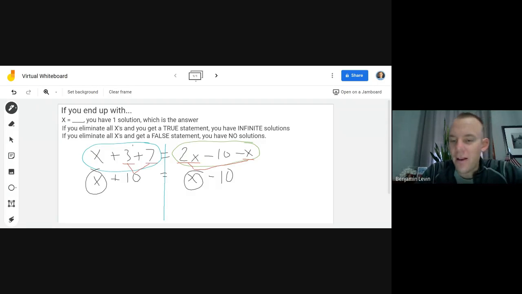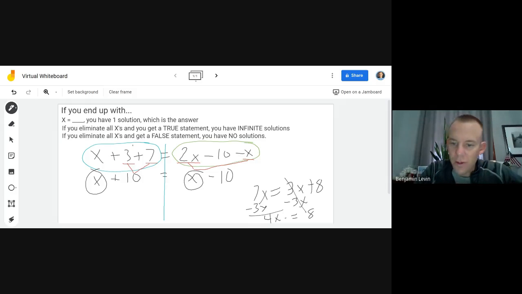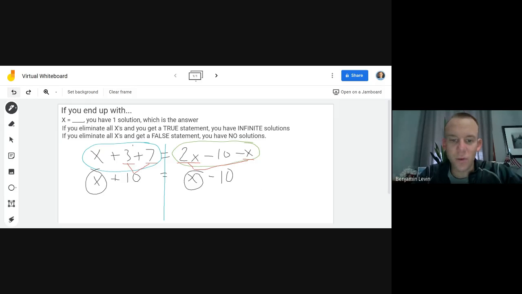Let's do a different example. 7x equals 3x plus 8. In that case, we have a different number of x's, so we can subtract 3x from both sides, right? It gets rid of one side, but we still have 4x's left on the other side, so we can continue solving. Then we just divide by 4, and 8 divided by 4 equals 2. So we could solve it. That's a one-solution problem. But if we have the same number of x's, we are not going to be able to solve this.